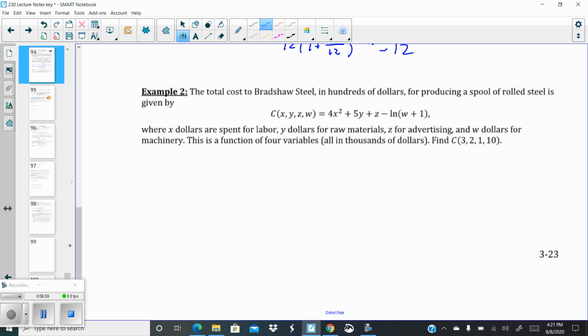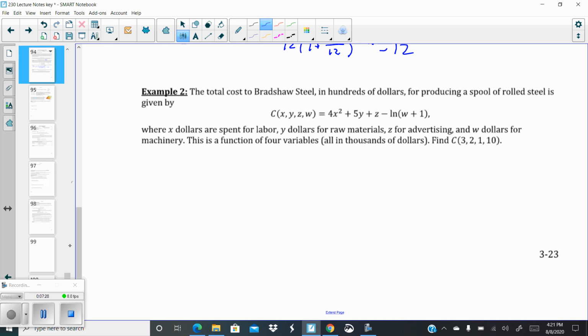And it's 4x squared plus 5y plus z minus the natural log of w plus 1, where x dollars are spent for labor, y dollars for raw materials, z is for advertising, and w dollars is for machinery. It's a function of 4 variables, all in thousands of dollars. We just want to find C of 3, 2, 1, 10. Again, biggest thing is just make sure you're plugging in the number for the correct variable.